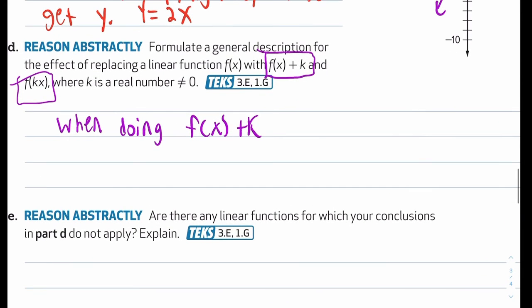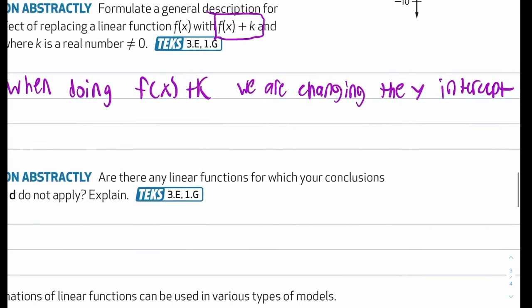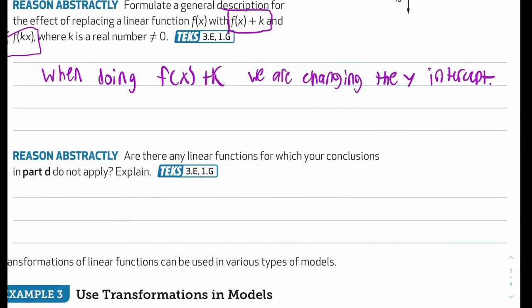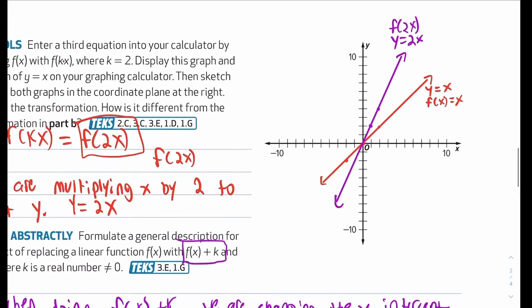Whenever we're adding something outside of the parentheses of the function, we are changing the y-intercept. Period. Whenever we do the other one, which we just did, whenever we put a 2 in the parentheses, that changed the slope.